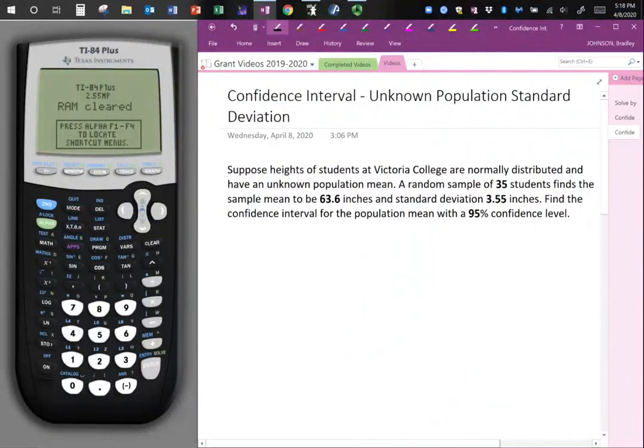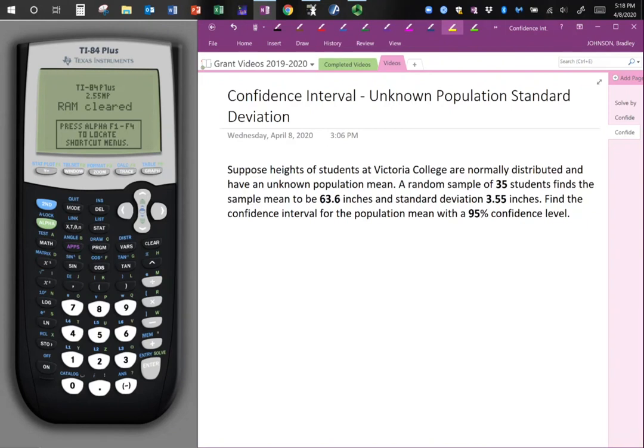Hello, I'm going to demonstrate how to find a confidence interval when the population standard deviation is unknown. And when you have an unknown population standard deviation, you use what's known as t-scores. And just keep in mind, you do not use z-scores in this example that we'll do.